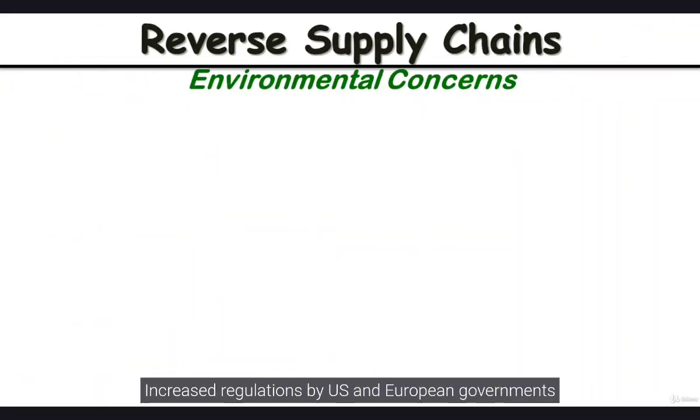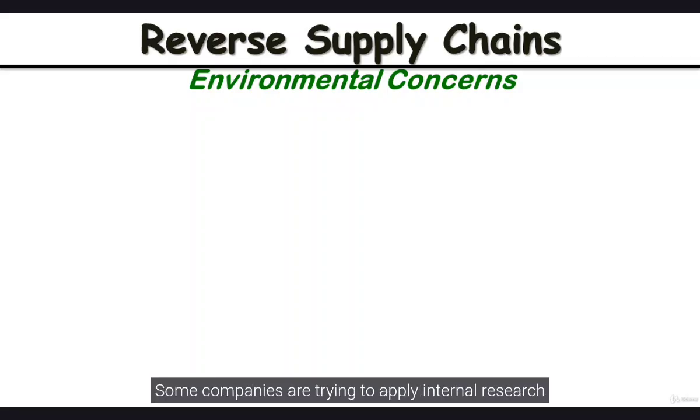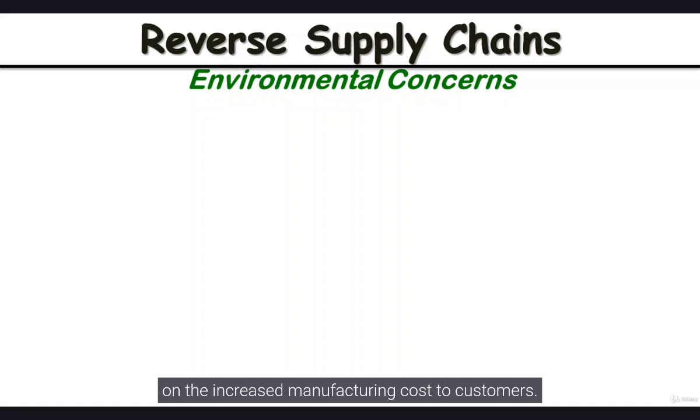Environmental concerns. Increased regulations by US and European governments are causing manufacturers to invest in reverse logistics processes to ensure proper disposition of their products. Computer manufacturers such as Dell and Hewlett-Packard have received criticism for not properly disposing of the e-waste they generate. Landfilling practices are being overhauled due to stiffer disposal regulations, which have increased operating costs. Some companies are trying to apply internal research to establish environmentally friendly measures. However, the truth is that no company will implement processes that are not sustainable to them in the long run. If legislation forces them to do so, they will have to pass on the increased manufacturing costs to customers.